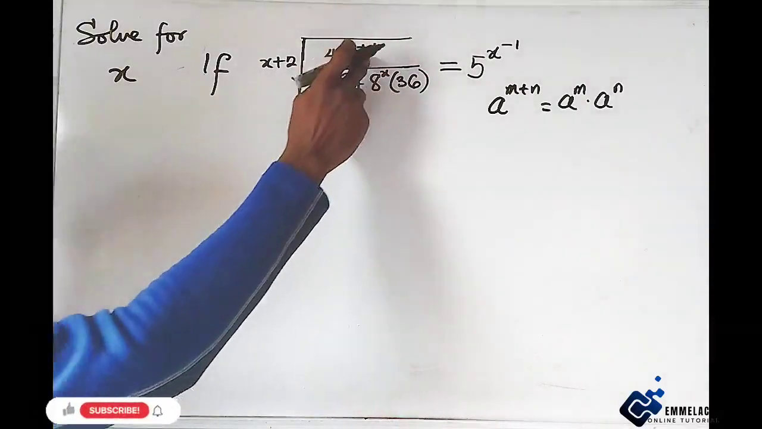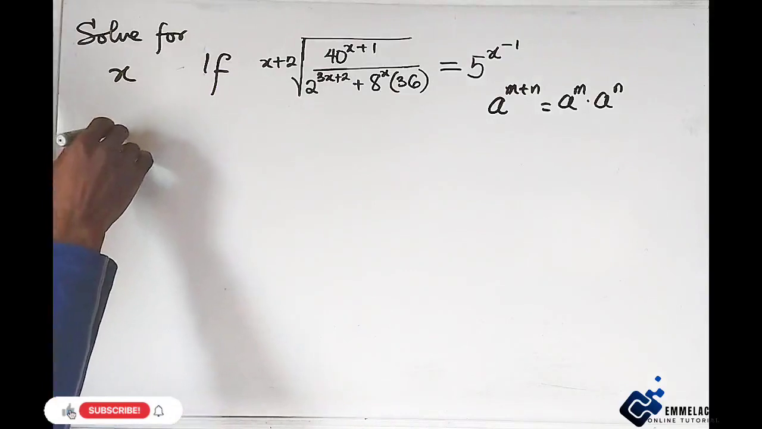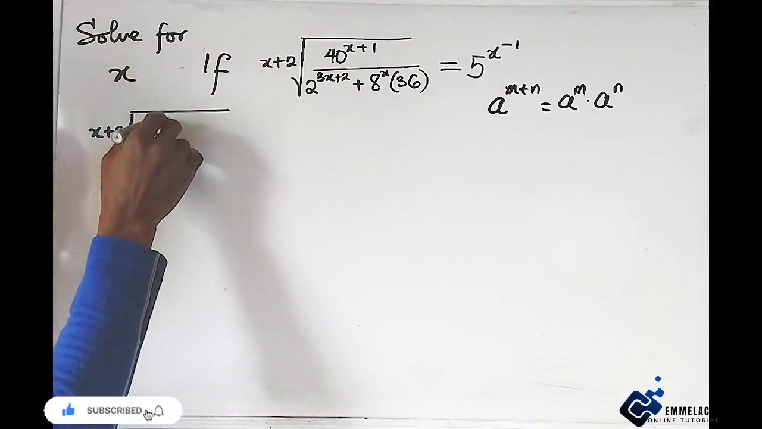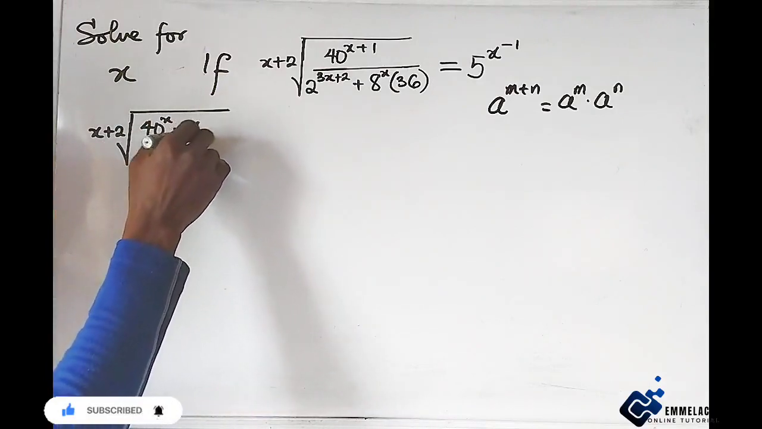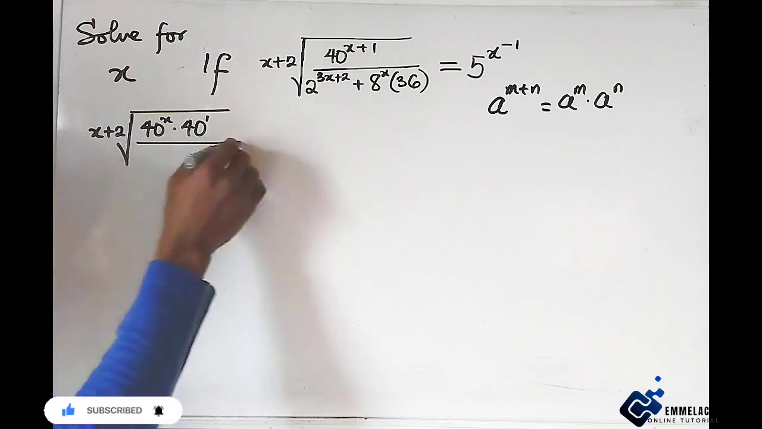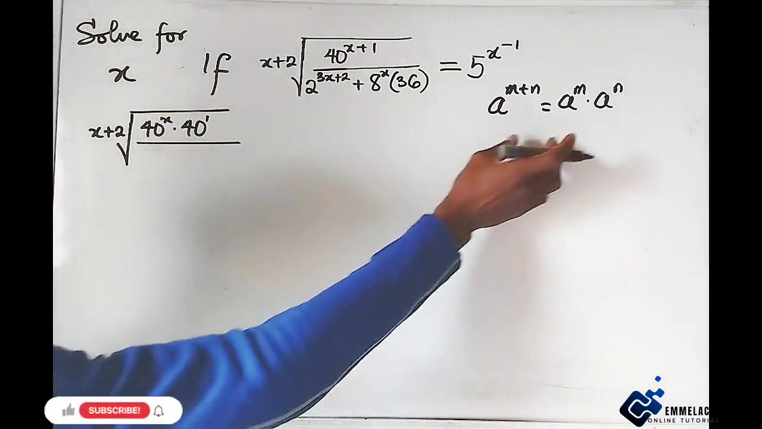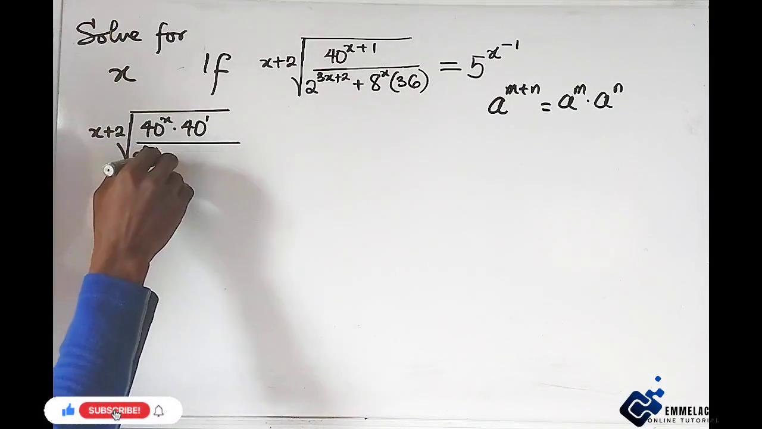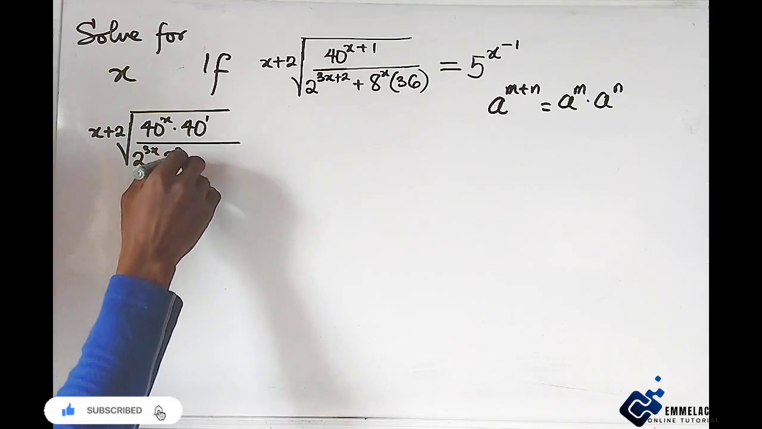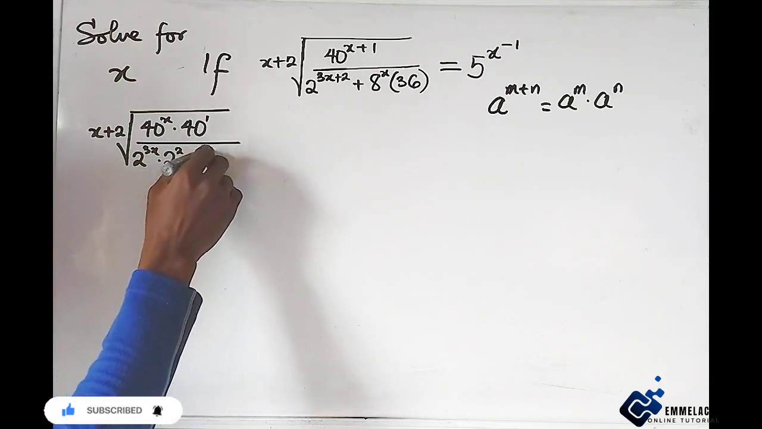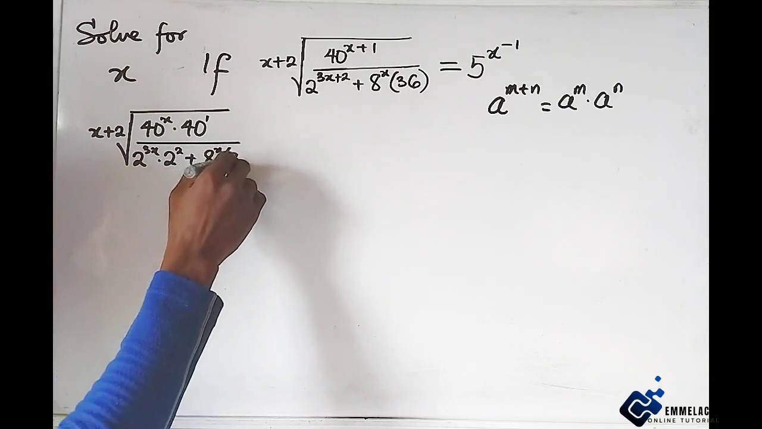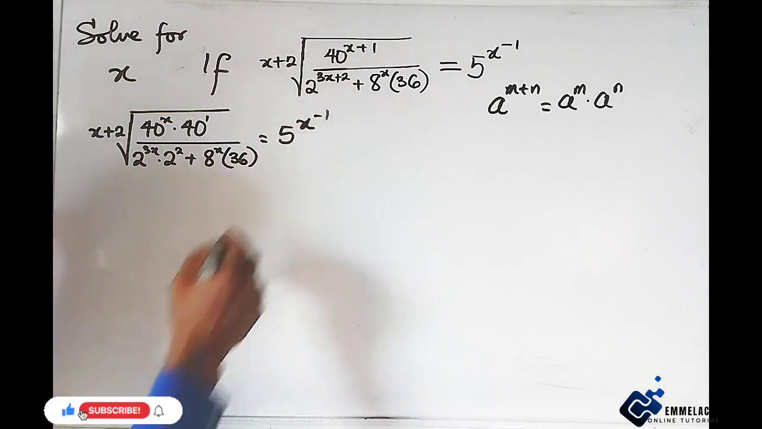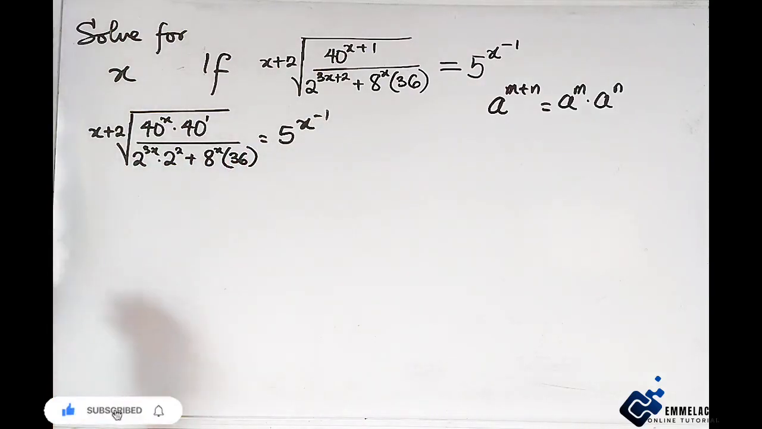For 40 here, the (x+2)th root of 40 raised to the power of x times 40 raised to the power of 1, then all over, applying the same rule, 2 raised to the power of 3x times 2 raised to the power of 2, then plus 8 raised to the power of x times 36, all equals 5 raised to the power of x, raised to the power of negative 1. Now let us simplify further.